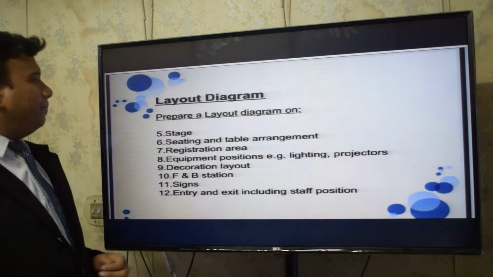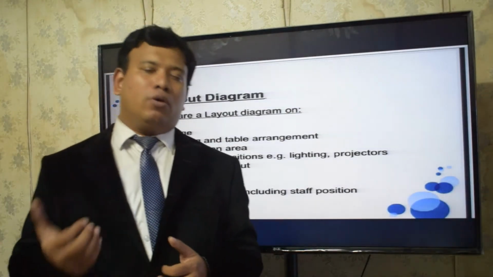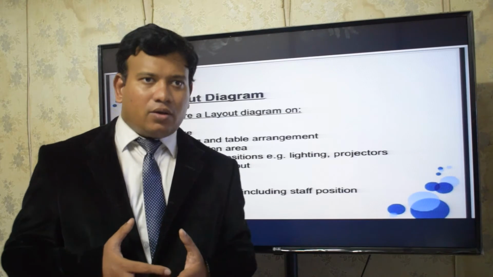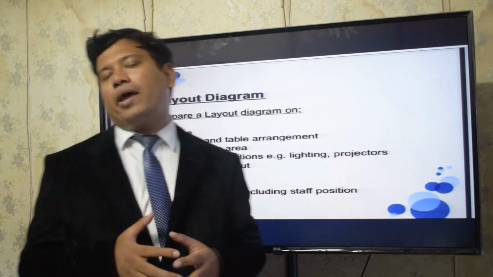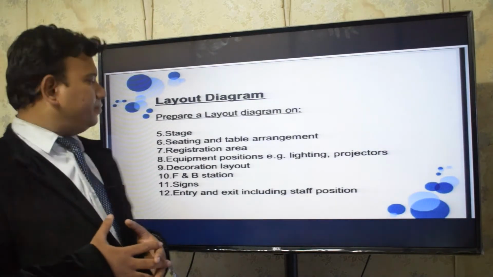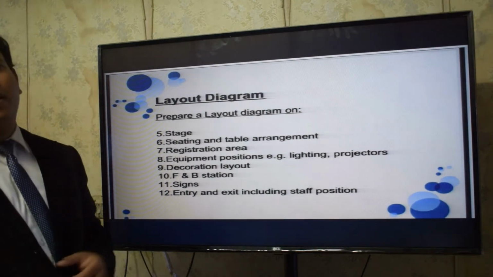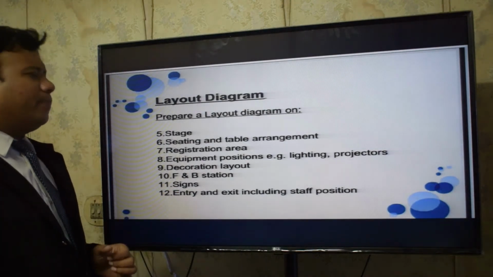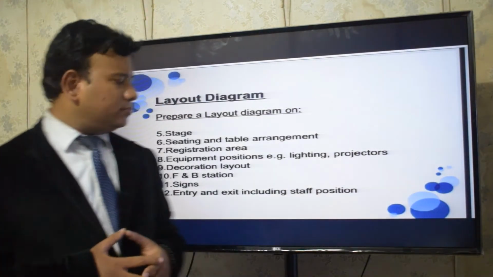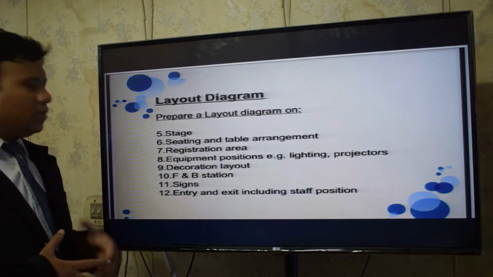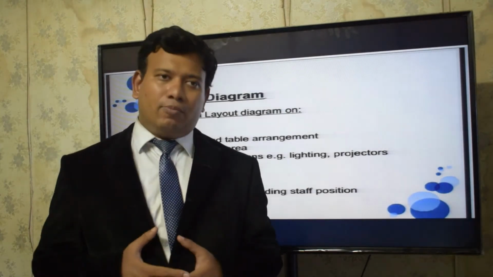Coming to the layout diagram, preparing a layout diagram. For everything we have a sketch before building or constructing a house. Same like that, before conducting an event, we have to prepare the chart or a diagram for an event, of what is going to happen. So the stage, the seating and table arrangement, registration area, decoration layout, equipment positioning, the lighting on the stages, F&B station, signs, and entry and exit, including the staff positions, are very important for an event.